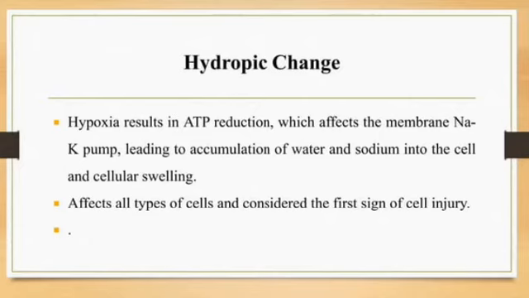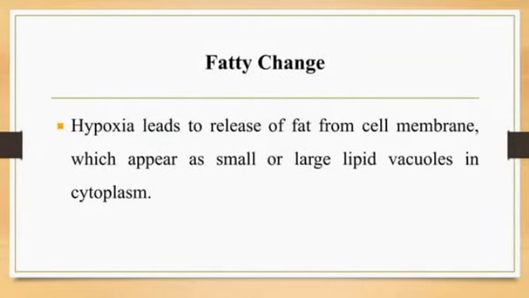Next one is hydropic change. Hypoxia results in ATP reduction, which affects the membrane sodium potassium pump, leading to the accumulation of water and sodium into the cell and cellular swelling. This affects all types of cells and is considered the first sign of cell injury.